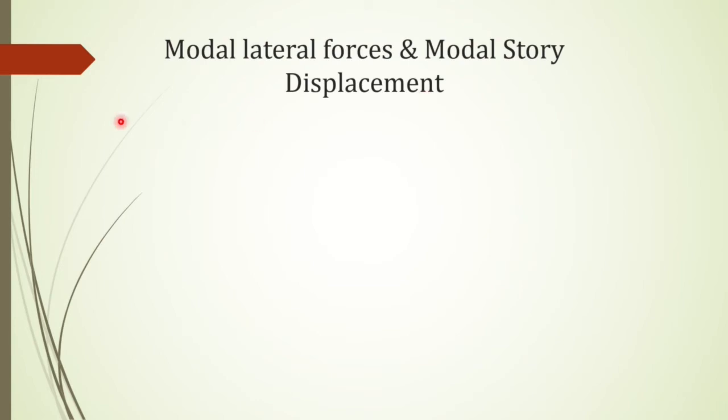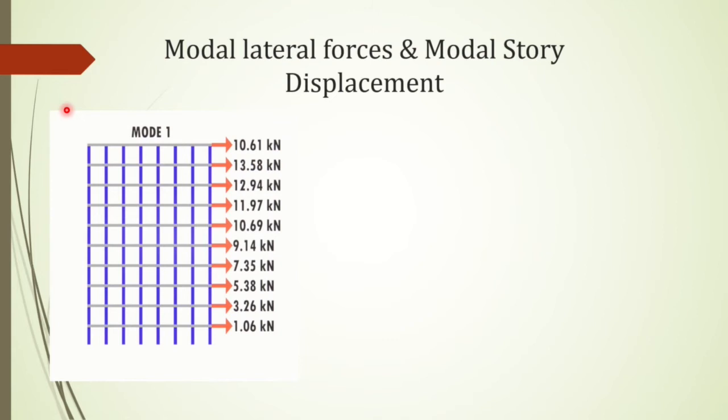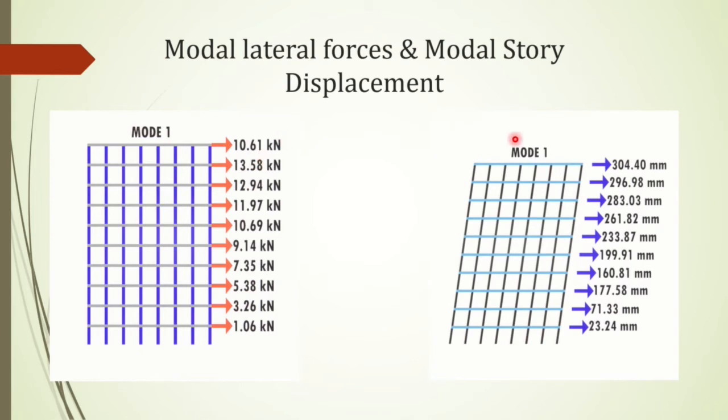Modal lateral force and modal story displacement. Now, in this slide, we will represent the modal shapes of the building that are possible in its movement. We will start with mode 1. In mode 1, we notice that the forces are uniform in direction. All of them are heading to the right. So, this is what will happen to the displacement. Since all forces go to the right, of course all displacements also go to the right. They are the same. It is not possible for this 10.61 going to the right to have a displacement going to the left. The direction of the displacement must be the same as the direction of the force.